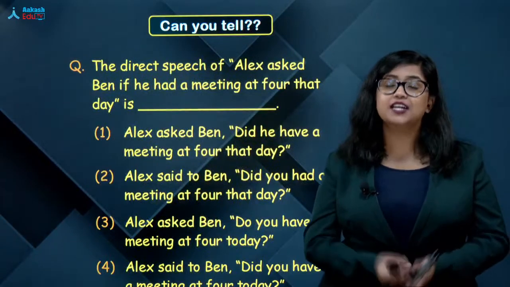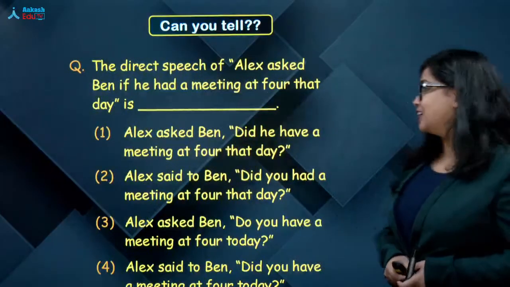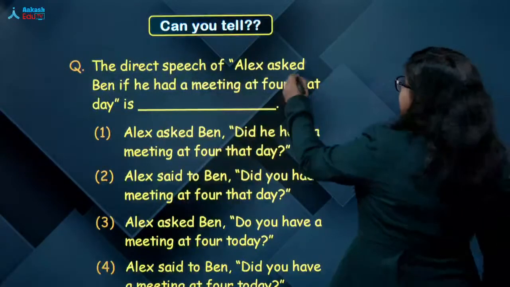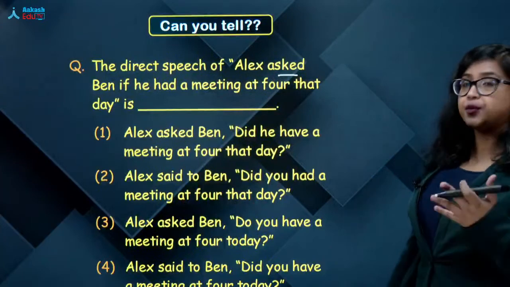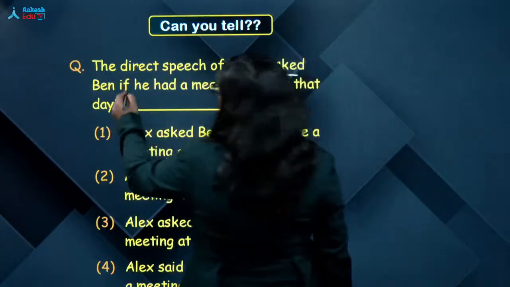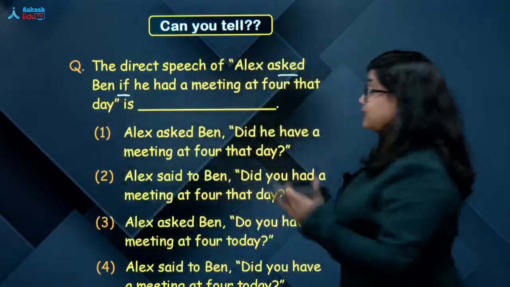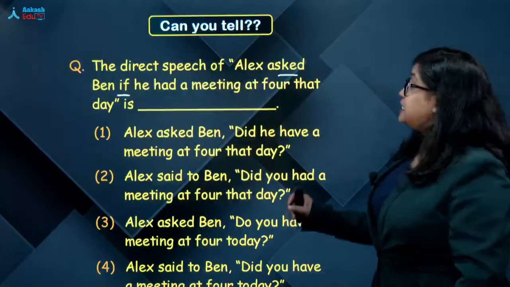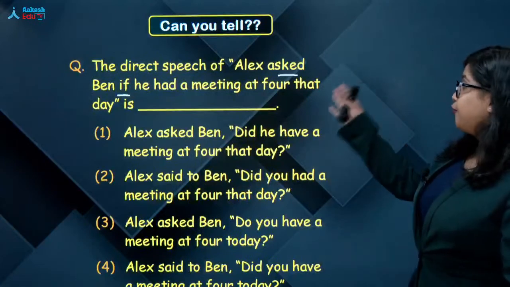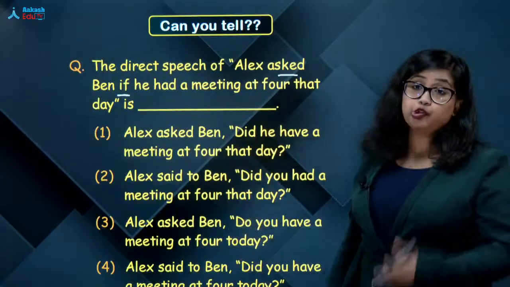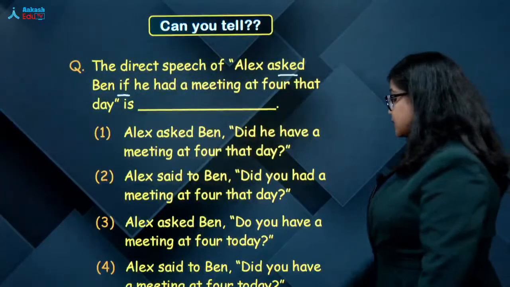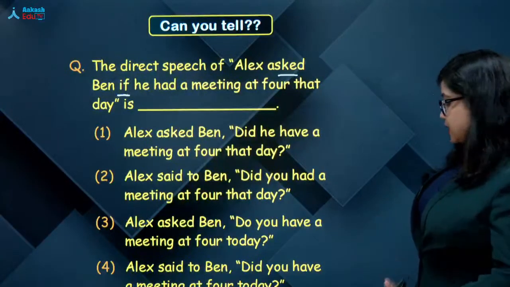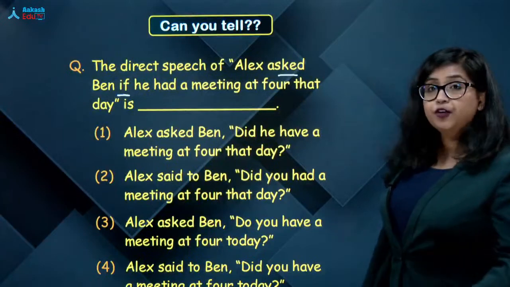Bravo guys, kudos to you all for giving the correct answer. So, Alice asked, which means that this is an interrogative question. Once again, you have "if" in between, which suggests that this is a yes or no question. Okay. So, "did you have a meeting at 4?" "That day" will change to "today". So, the correct answer is, Alice said to Ben, "Did you have a meeting at 4 today?" Which is option number 4.